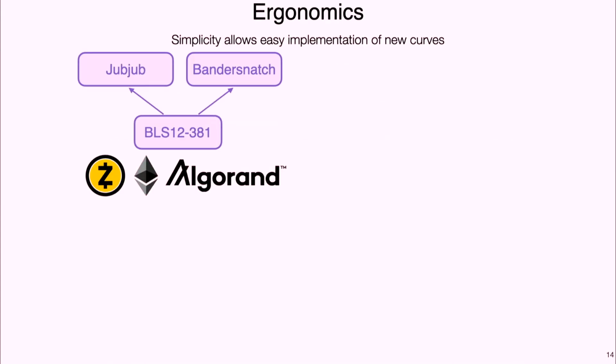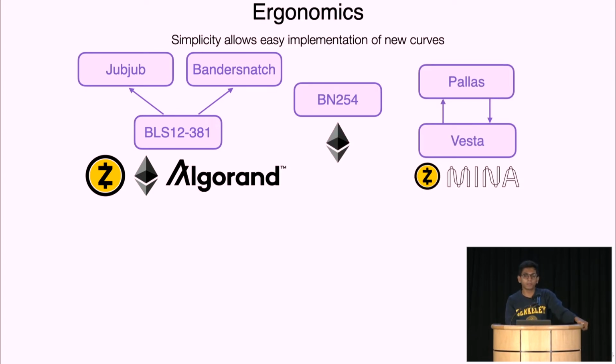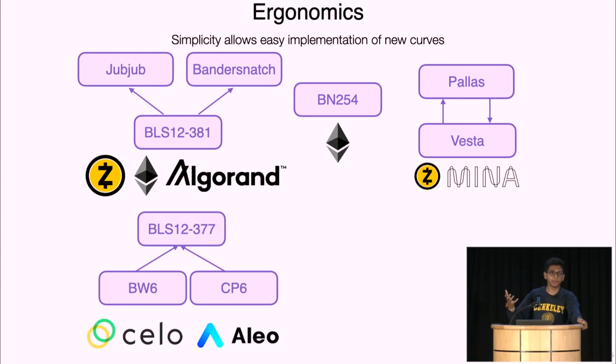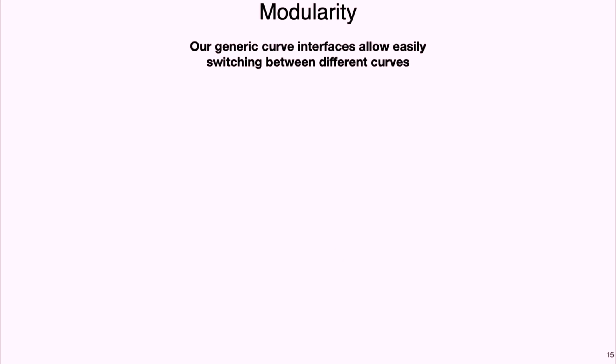All right, so as a result of this simplicity and ease of implementation, we've been able to implement a lot of elliptic curves in arkworks, starting from the entire BLS12-381 ecosystem, BN254, as you just saw, the Pasta cycle of curves, which is being used in Zcash and Mina, BLS12-377, which is like a chain of pairing-friendly elliptic curves, as well as popular cycles of pairing-friendly curves, right? So whatever your project is, you can probably implement your elliptic curve in arkworks. We have other ones such as secp256 and the corresponding cycle also coming very soon.